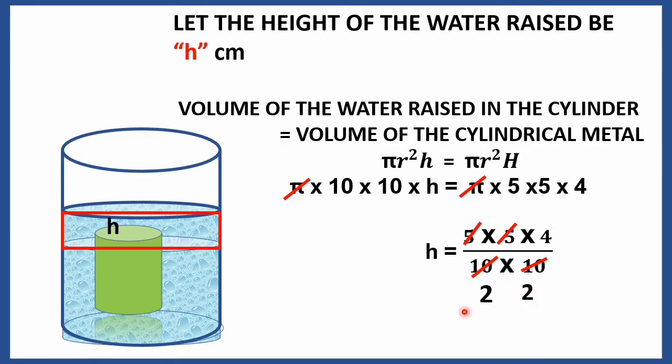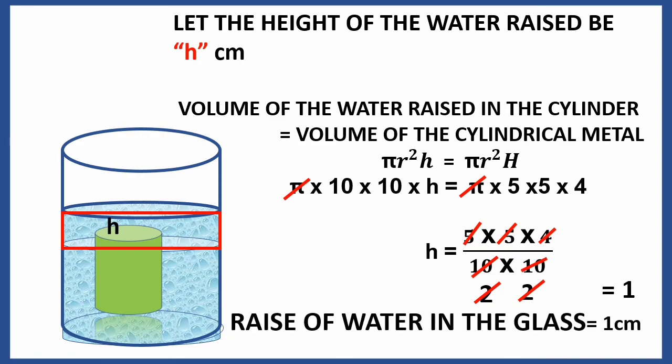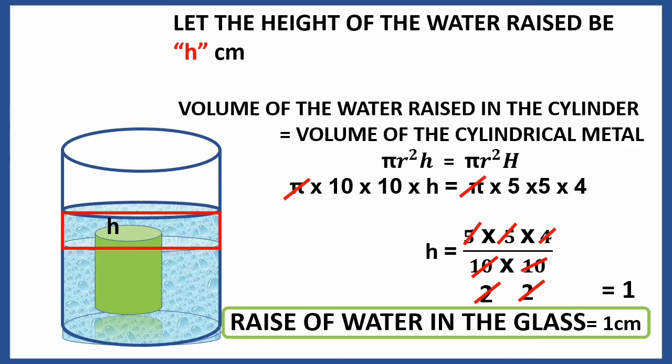2 2s are 4. Here is one little confusion for the students. When we divide a number by the same number, what will be the answer? Is it 0 or 1? Be clear. When we divide a number by the same number, we get the answer as 1. Only when we subtract do we get the answer 0. So 4 divided by 4 equals 1. So the rise of water in the glass equals 1 centimeter.